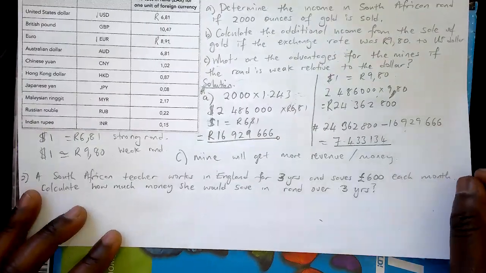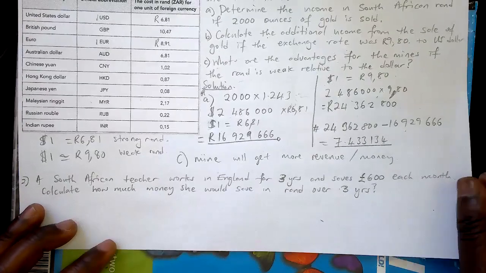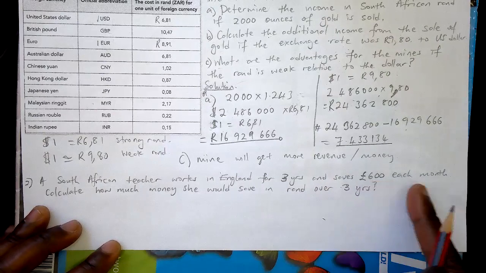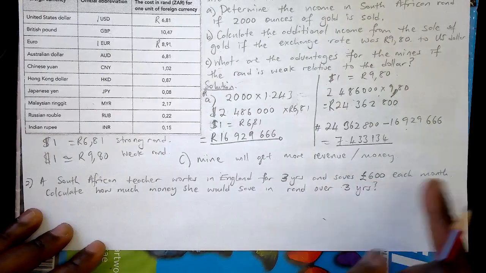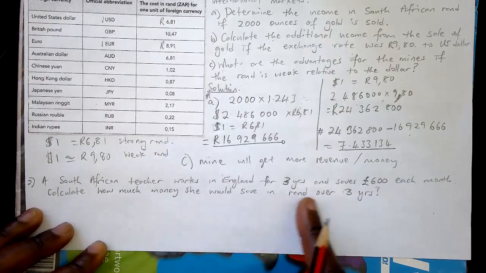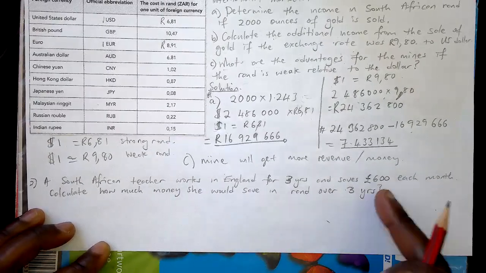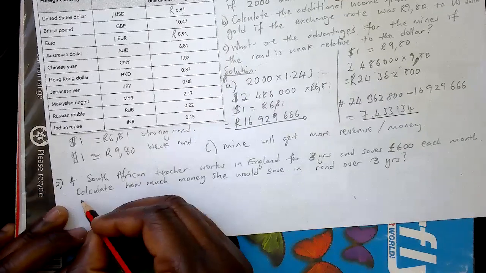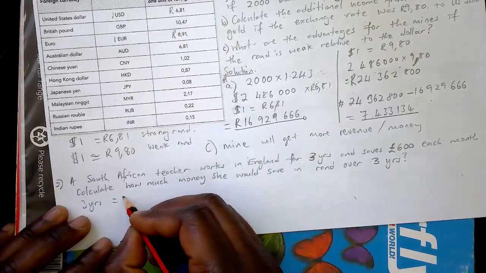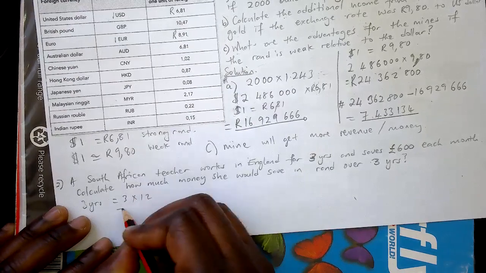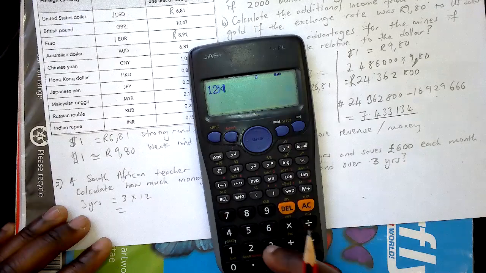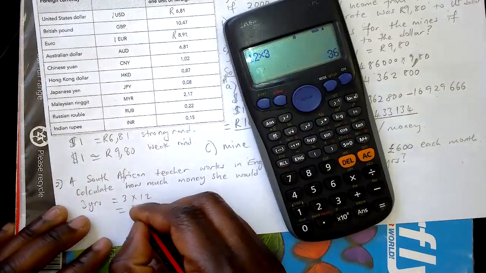Number two, a South African teacher works in England for 3 years and saves 600 pounds each month. Now calculate how much money she would have saved in rands over 3 years. We are told that each month, so we need to know 3 years is equal to how many months? 3 times 12, what do we get? 36 months.